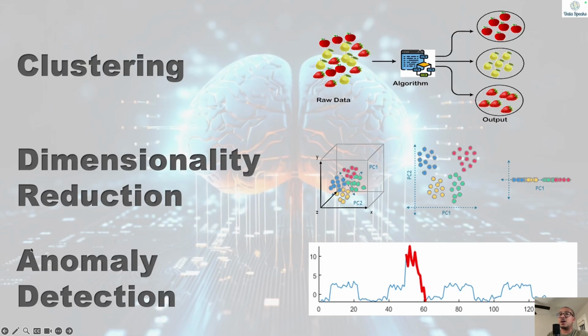Another type of unsupervised learning is anomaly detection. Using unsupervised learning techniques, we try to identify if there is any anomaly within the data that is unusual, that does not follow the same trend as the rest of the data. That's the idea behind anomaly detection. Let's understand each individual type of unsupervised machine learning.